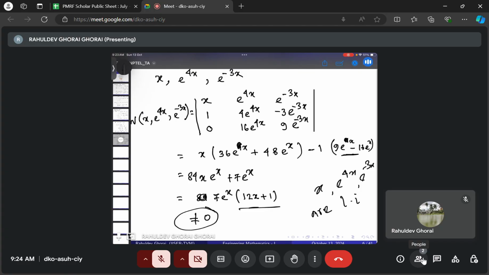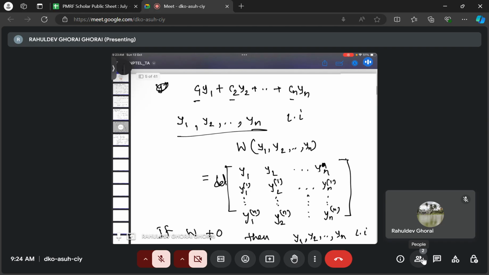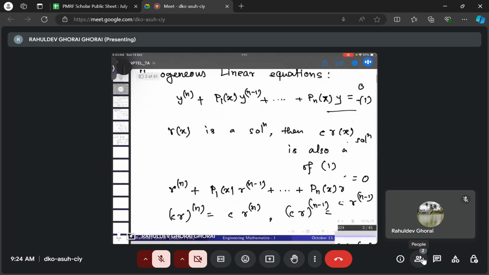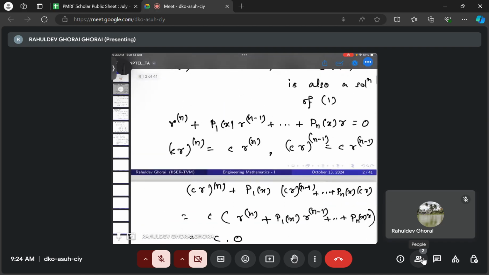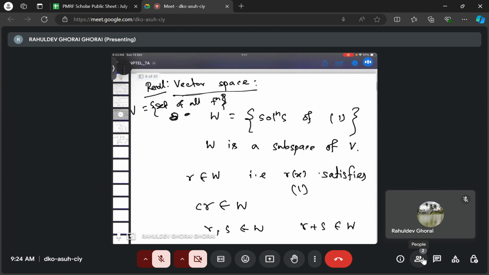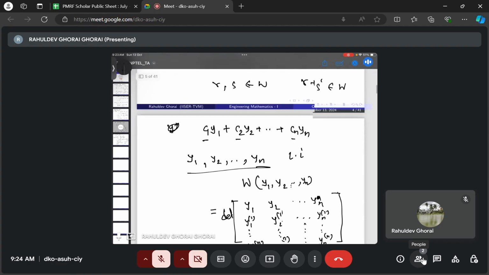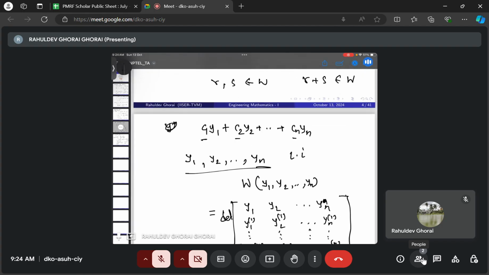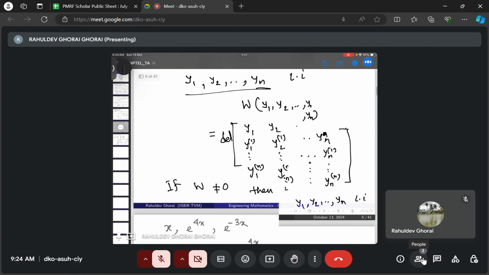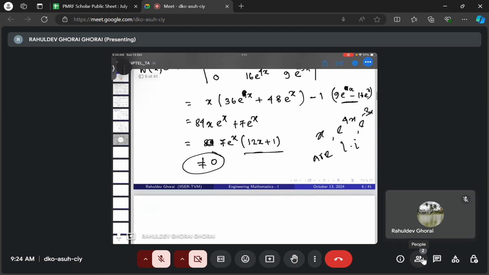Okay. So this was one of your assignment questions, but the things are coming from the linear homogeneous differential equation, where if it is of nth order, then the solution will have n arbitrary constants. And if you have n linearly independent solutions, then the Wronskian will be non-zero, and vice versa. If the Wronskian is non-zero, you can say that they are linearly independent.